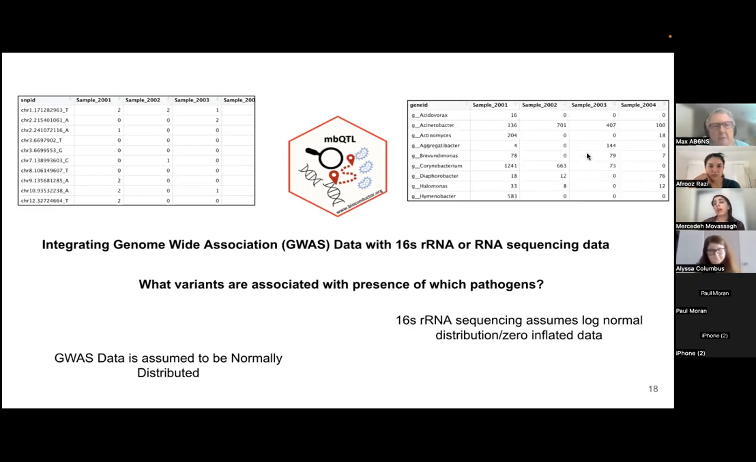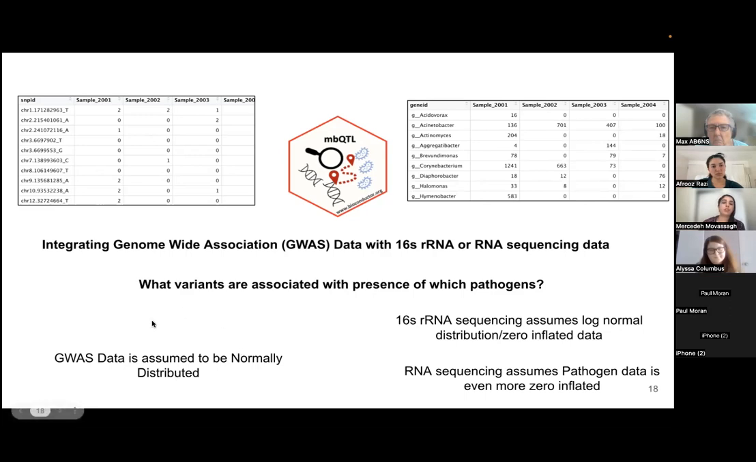And if you're looking for 16S data, you're looking at count data, basically. So this is the count matrix for the 16S data that you're dealing with. And I've already explained, these follow different distributions. The assumption for GWAS is normal distribution. So we're gonna focus on normal distribution now.